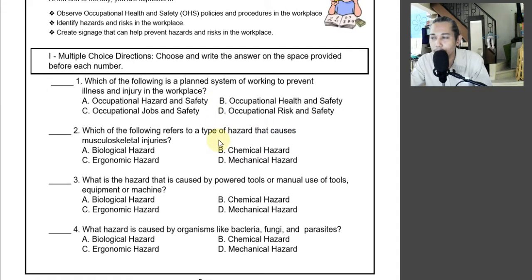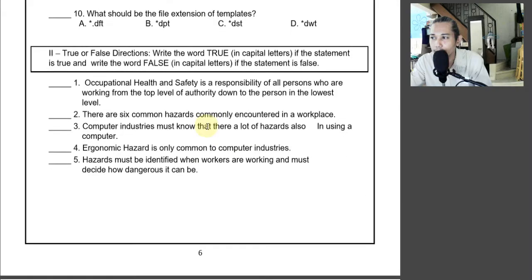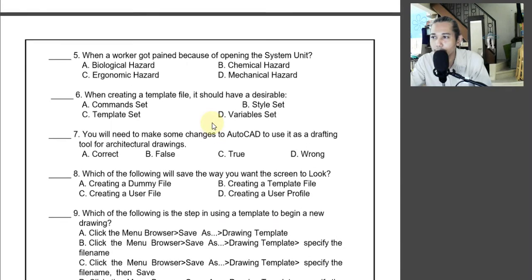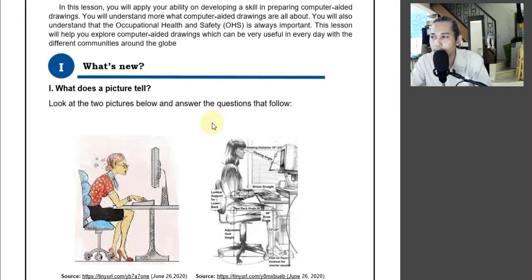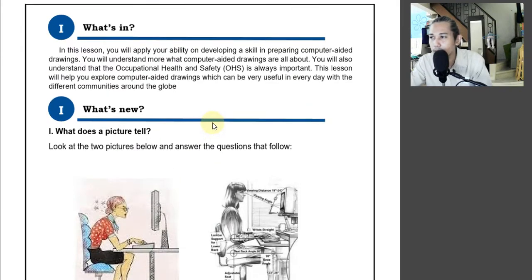Again, we have a pretest, only 15 points for that topic. And here is your lesson. In this lesson, we will apply the ability to develop skills in preparing AutoCAD operating drawings. We'll understand what computer-aided drawing is all about. We will also understand occupational health and safety, also known as OHS, which is always important. This lesson will help you explore computer-aided drawing, which can be very useful in everyday life with the different communities around the globe.